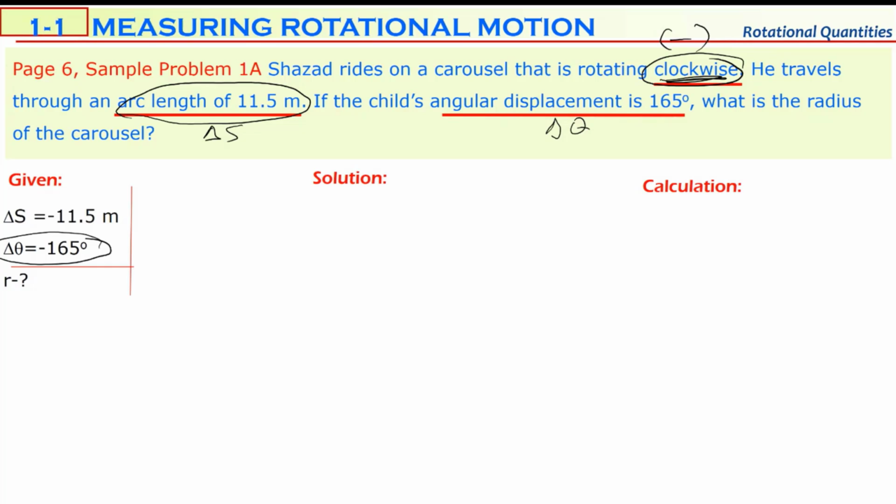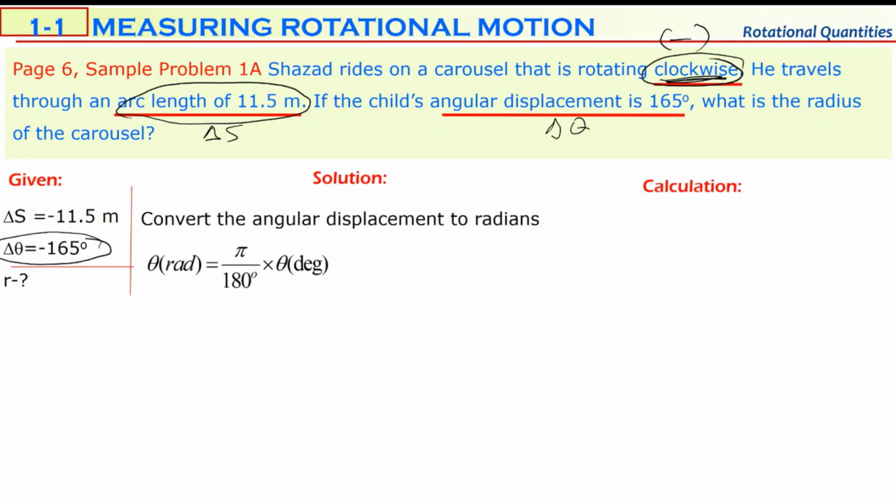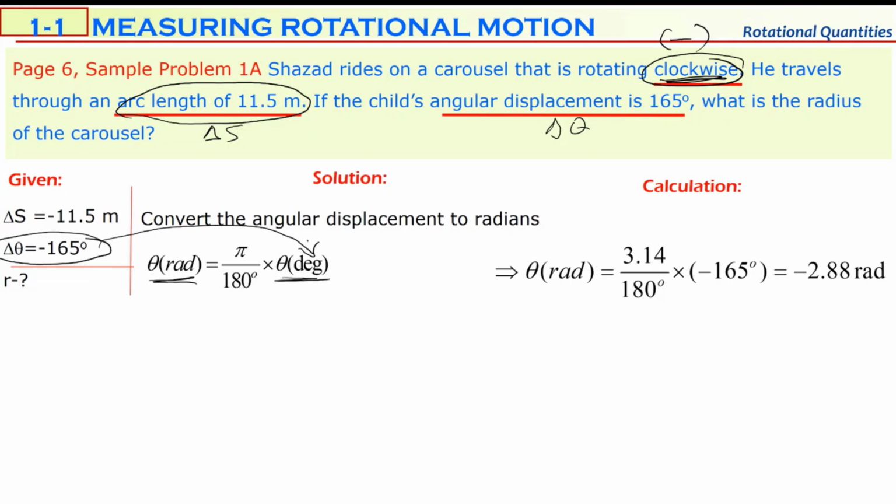Remember, there were 3 methods, and you can choose one of them. This time I will use the equation in your book and also let you get the equation. Angle in radian is equal to pi over 180 multiplied by angle in degree. So we are going to insert negative 165 instead of angle in degree. If you multiply 3.14 with negative 165 and divide by 180, you will get the result as negative 2.88 radian.